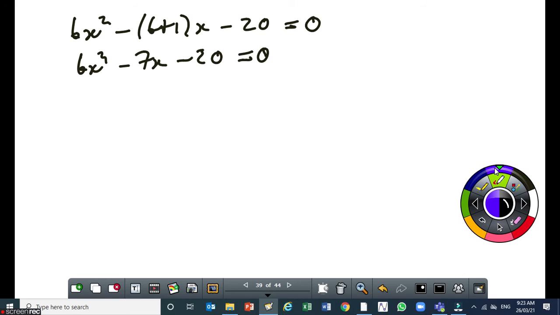Once we get to this point, the coefficient of x is 6, the constant term is minus 20. So 6 times minus 20 will give me minus 120. Now I need two factors of minus 120 such that if I add them, I'll get minus 7. We need to find two factors of minus 120 such that if you add them, you get minus 7.